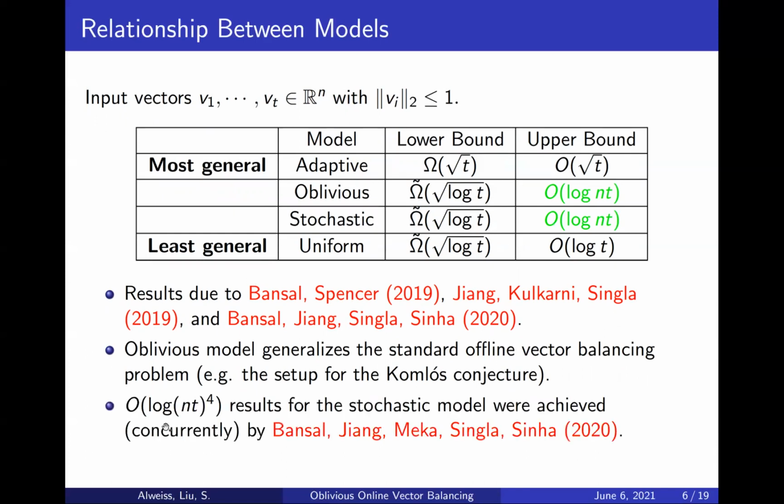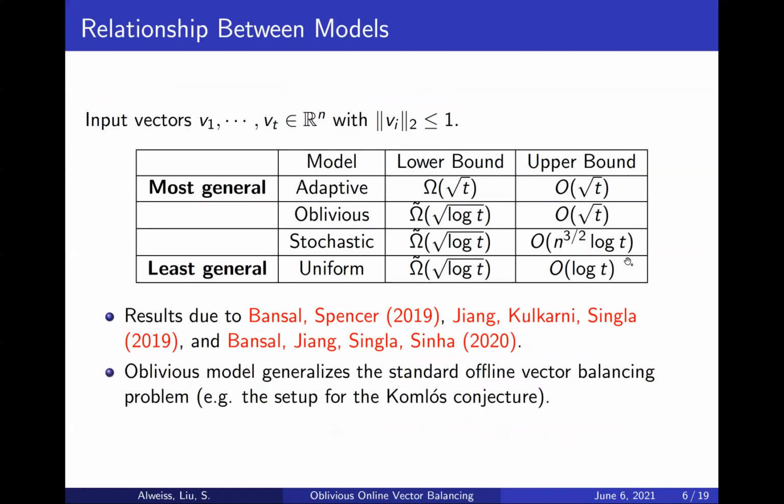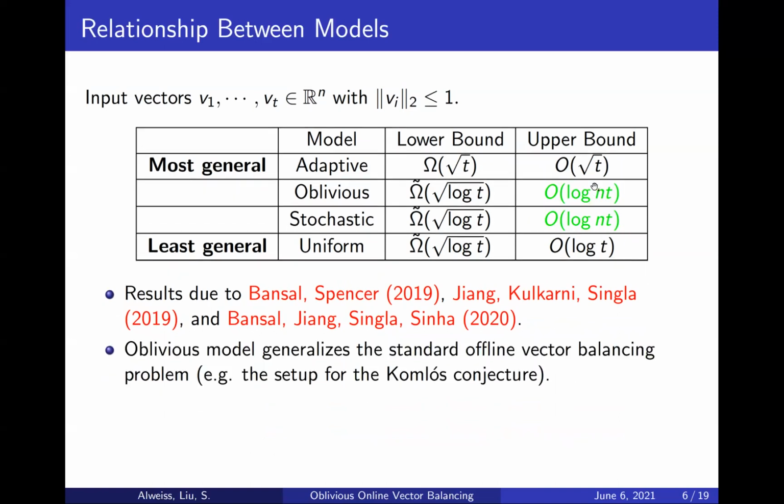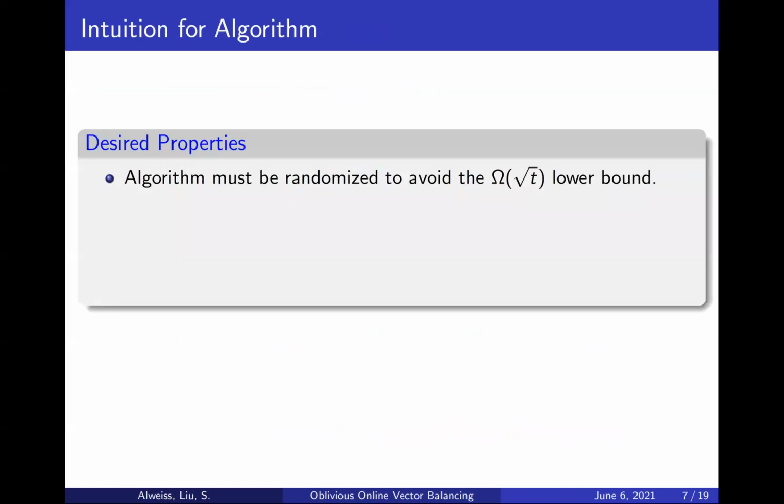I should note concurrently there was a log nt to the fourth bound obtained in the stochastic model. So this improves on this n to the 3/2 dependence in the stochastic model known previously. However, our results imply this for free because the oblivious model strictly generalizes the stochastic model. So let's give some brief intuition for the algorithm.